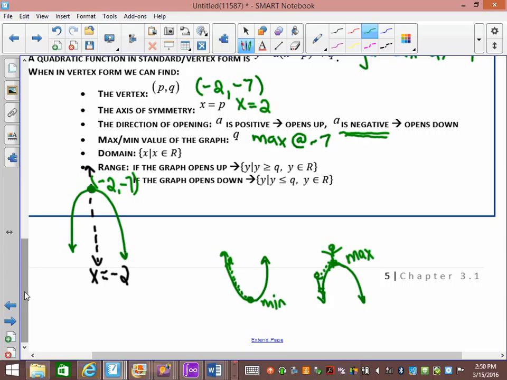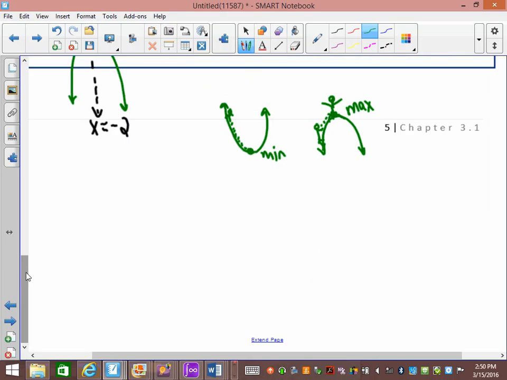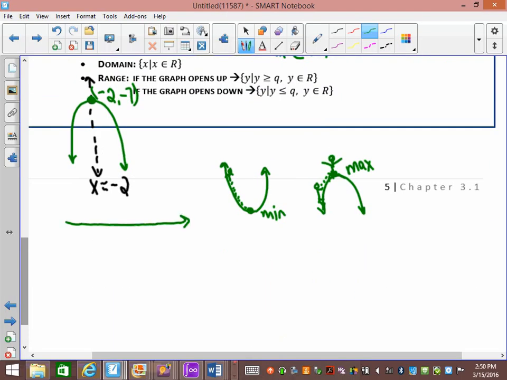The domain for every quadratic, unless it's a word problem, is x ∈ R, because it keeps going on forever and ever, either way, this way or this way. So you can find every x value on that graph, and there's a corresponding y value. If that happens, it's x ∈ R. Interval notation for x ∈ R means that every value exists. If I drew the number line for x ∈ R, it would be the entire number line, because every x value exists for it.